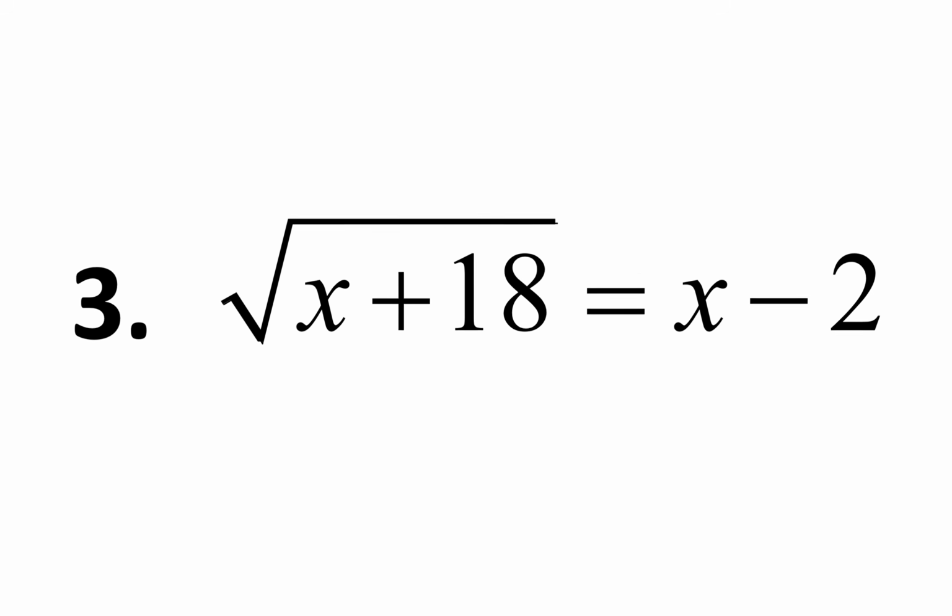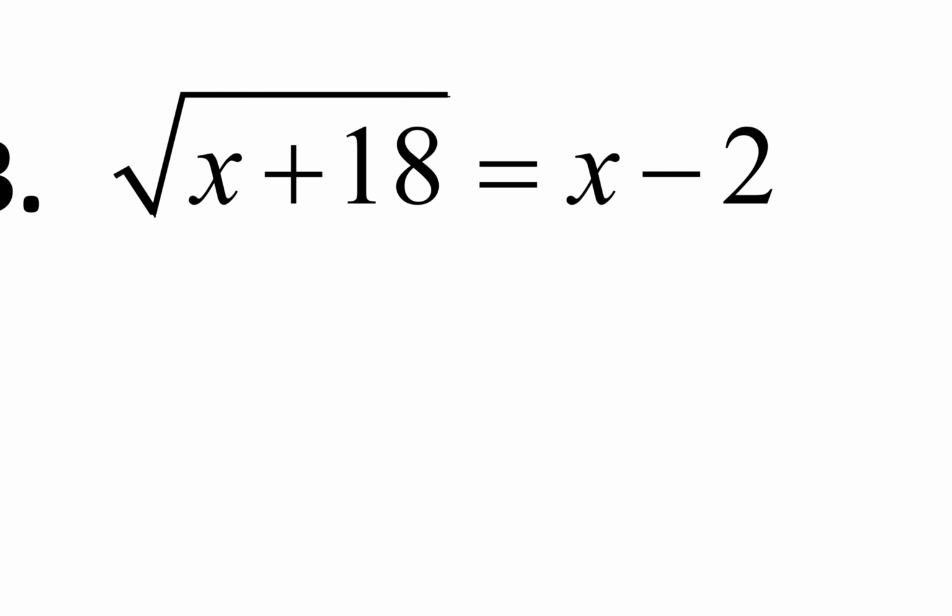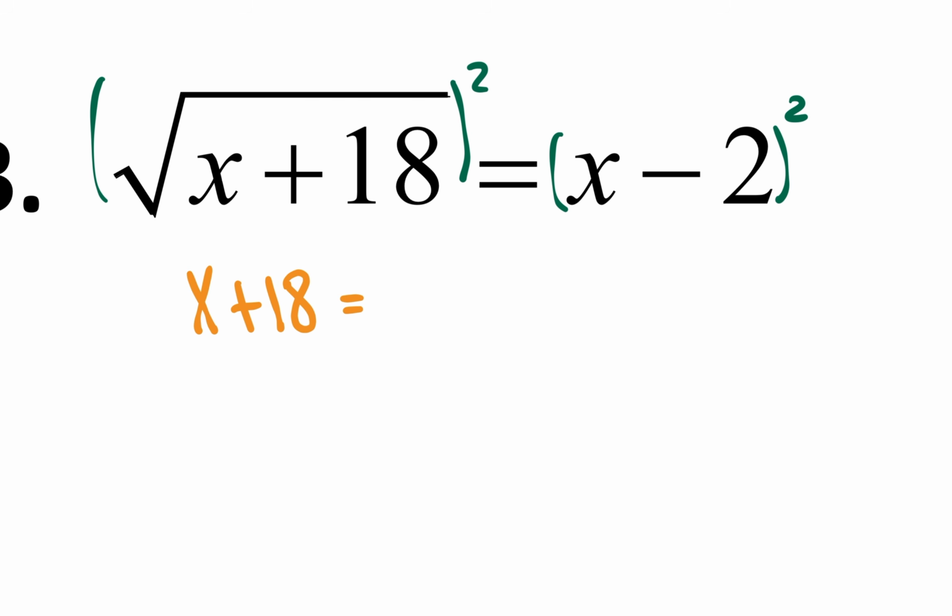Moving on to the next question, we have the square root of x plus 18 is equal to x minus 2. For this equation, I will square both sides first. On the left-hand side, the radical symbol goes away and we're left with x plus 18 is equal to, on the right-hand side, we have to expand this binomial and we will get 3 terms, x squared minus 4x plus 4.